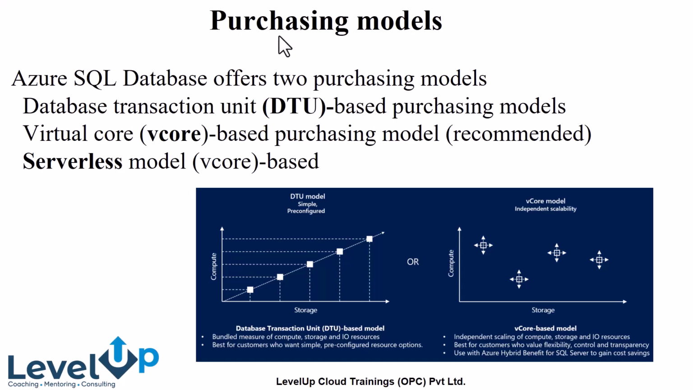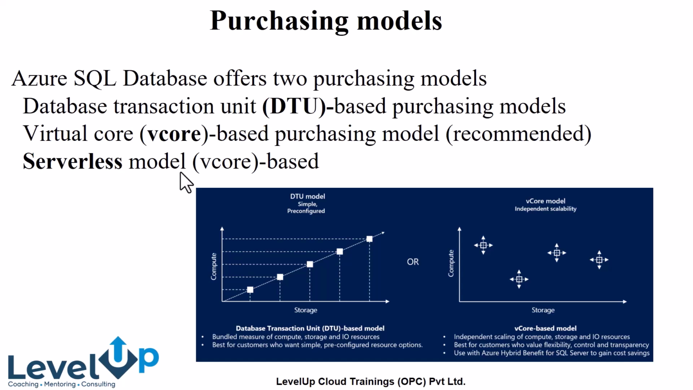One is by DTU. DTU stands for Database Transaction Units. And the second one is called vCore. vCore means virtual core. And there is one more type which is called serverless. So you don't need to reserve any compute capacity. Whenever there is a query only, the system will automatically allocate the compute.